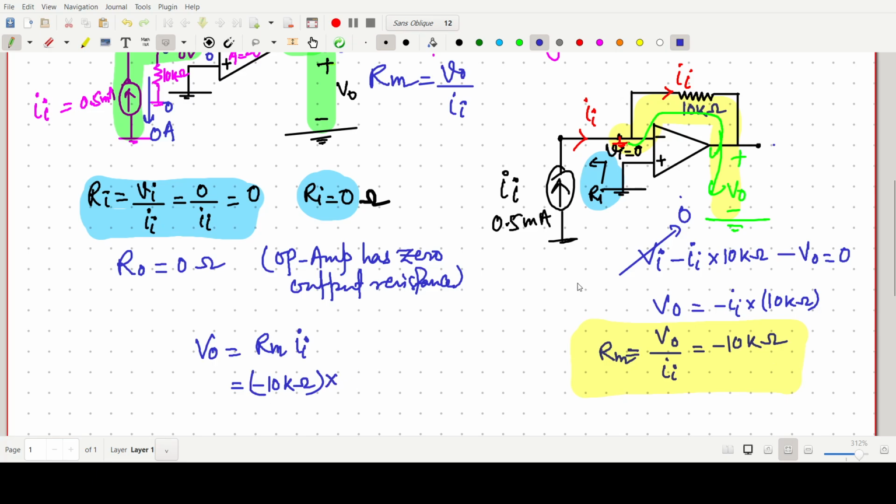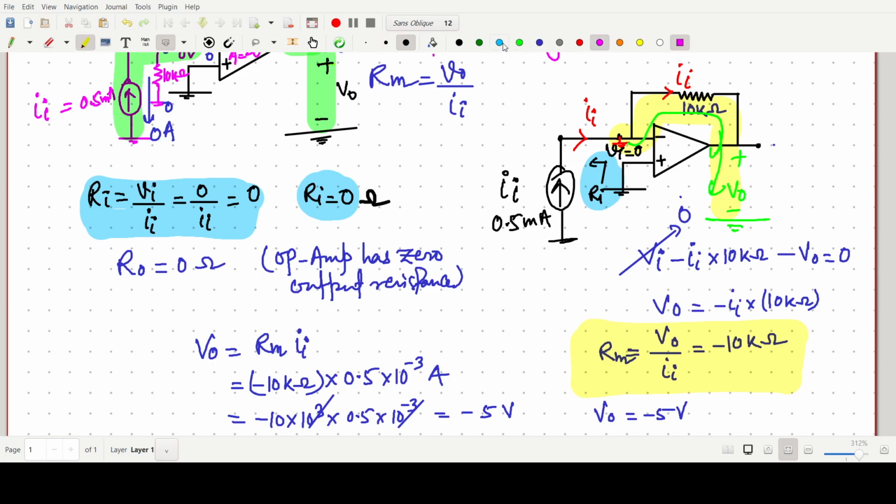And Ii, the main current source, is 0.5 into 10 to the power minus 3 ampere. So minus 10 into 10 to the power 3, times 0.5 into 10 to the power minus 3, ampere and ohm. This is nothing but volt. So these cancel out, and V naught equals minus 10 into 0.5, which is simply minus 5 volt. So our V naught will be minus 5 volt. Simple.